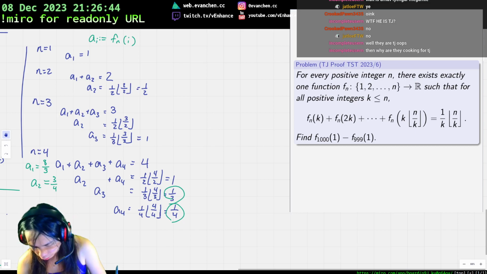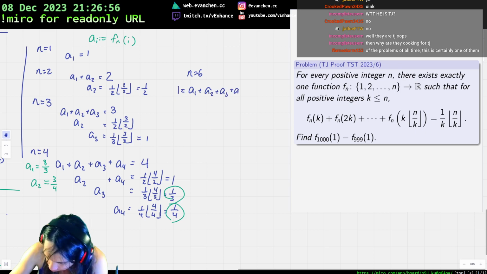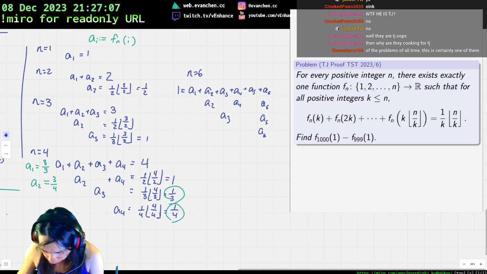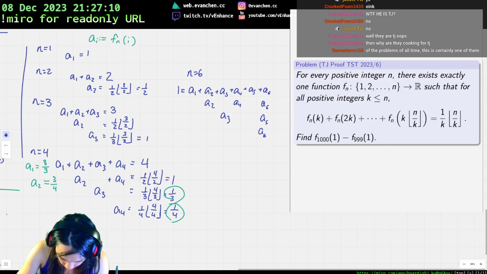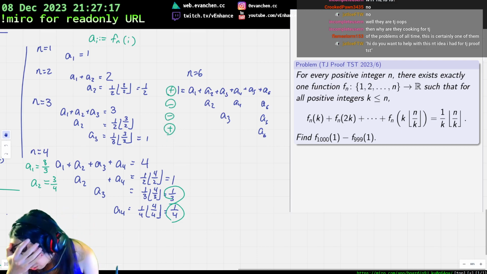Okay, let me write a little bit about 6 and see if I can push it a little more in general. So for n equals 6, I think this is an interesting case because it has some random structure: you do 2, 4, 6, 3, 6, 6 kind of thing. And then if you do plus minus minus plus, you end up with just a_1 left over.